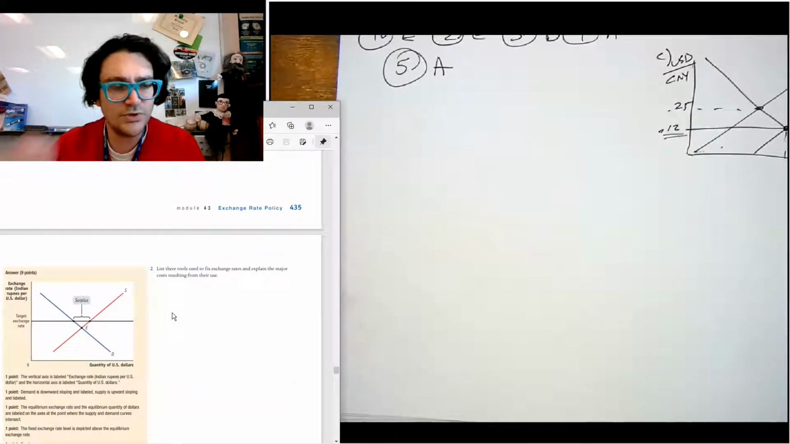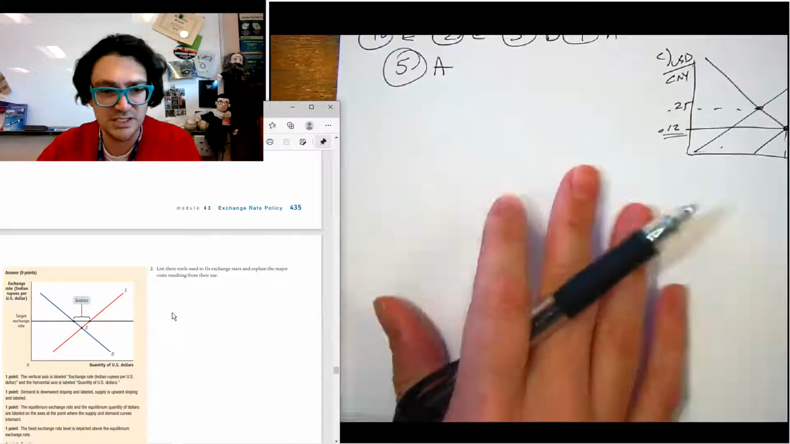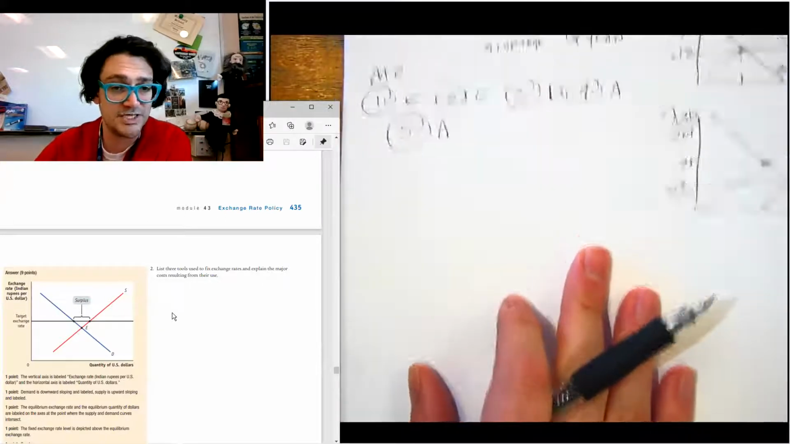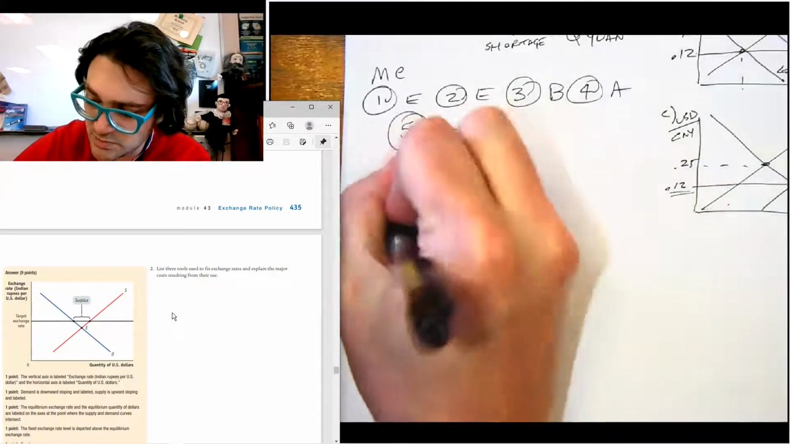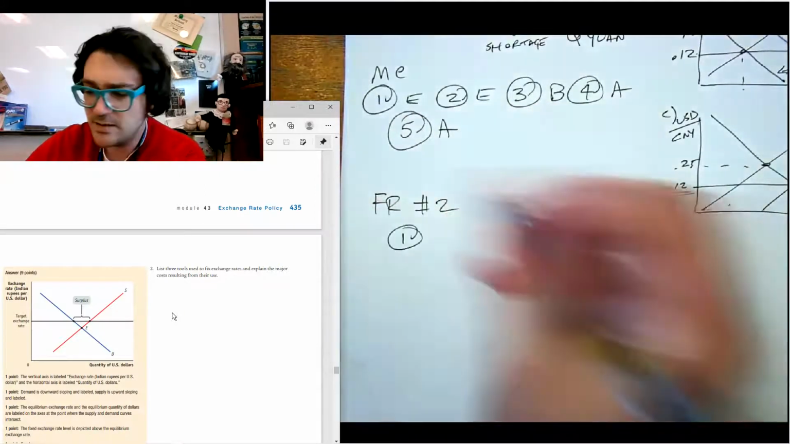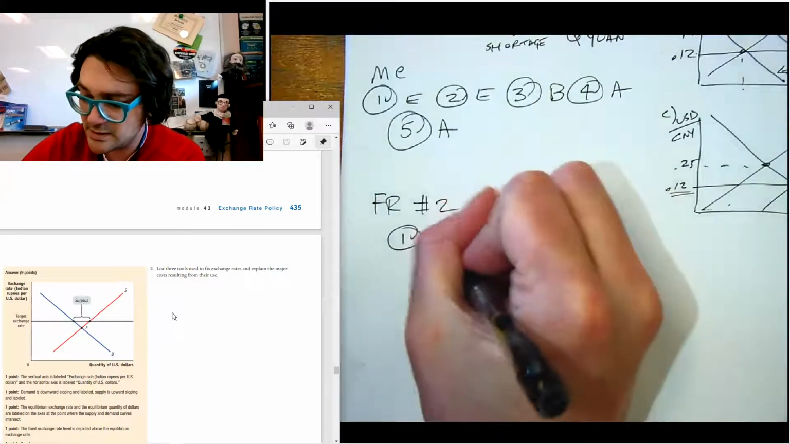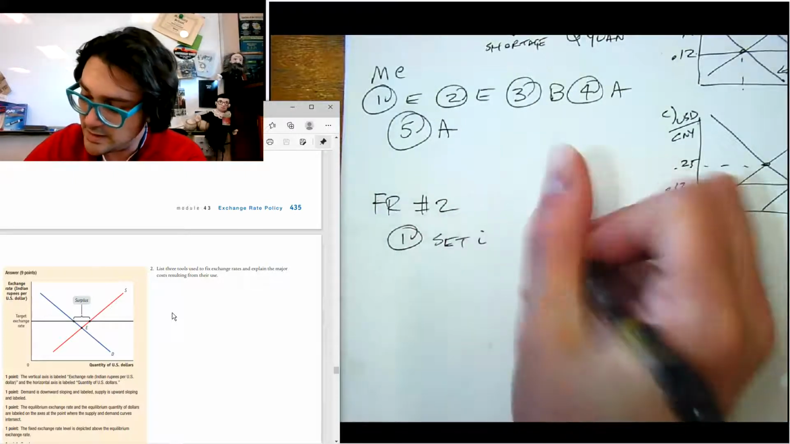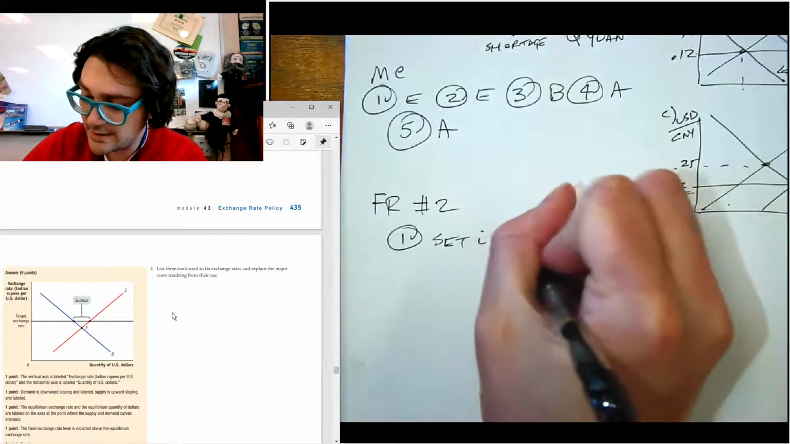Let's take a look at number 2. List 3 tools used to fix exchange rates. Explain the major costs associated with each. So free response, number 2. So the first tool is set the interest rate, high or low.